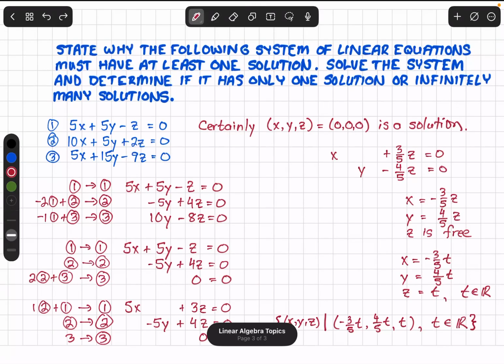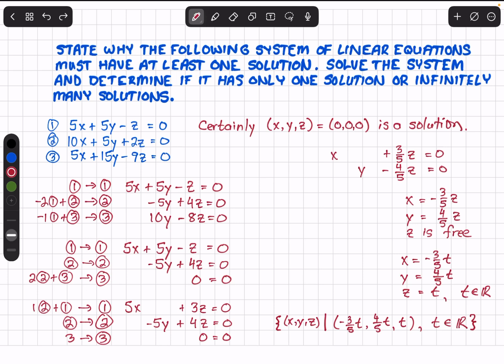Let's give a quick illustration of finding a solution to a system of three equations, three unknowns. As you know, any system of linear equations has only three possible outcomes. Either there is no solution to the system, or there is exactly one solution to the system, or there are infinitely many solutions to the system.